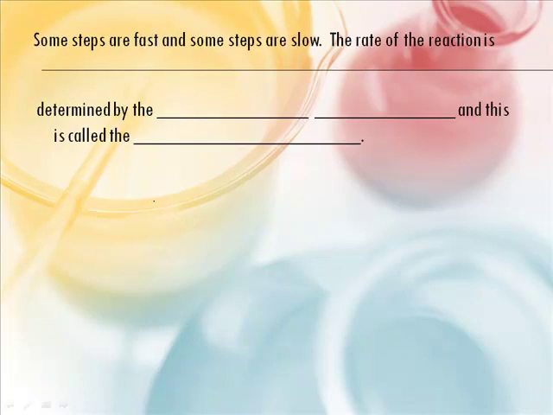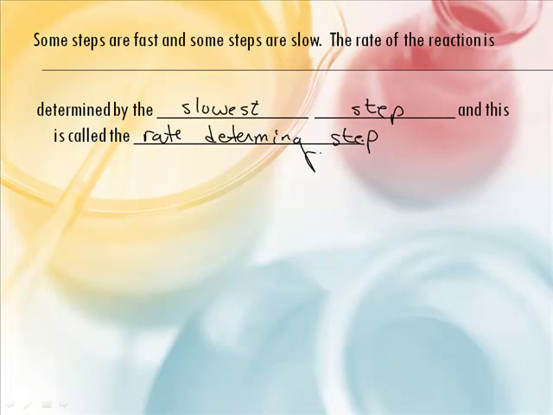Okay. So, some steps are fast, and some steps are slow. So the rate of the reaction is determined by the slowest step. And this is called the rate determining step. You might think of it this way. You ever been on an athletic team and there's a relay? You're really only as good as your weakest player or slowest member. So that's kind of the deal, is that the rate is determined by the slowest step. The rate is really that slow step.